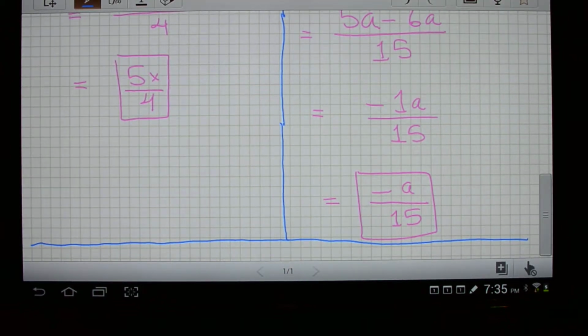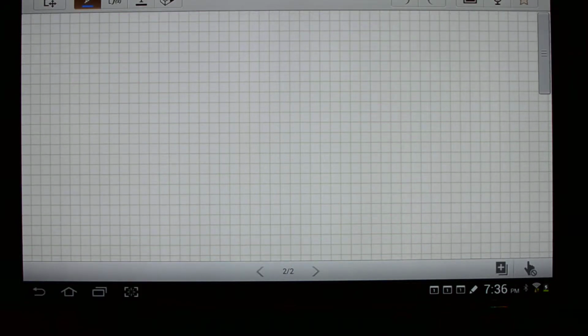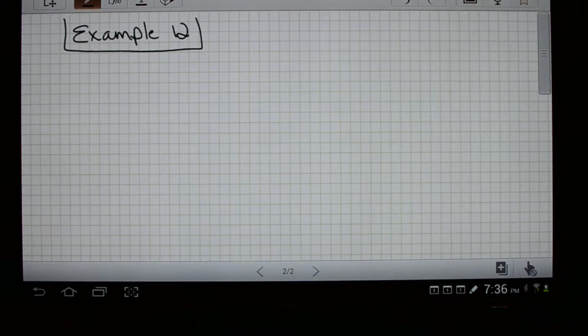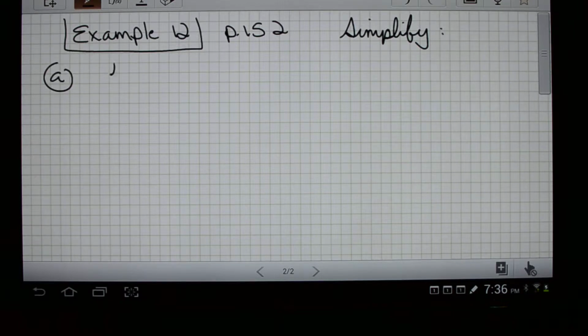Okay, so continuing on with lesson 8D, we are going to do example 12. This is on page 152. This is simplify. There's an A and a B. Now these look a little weird because they have letters at the bottom now, and that's just different than what you're used to.